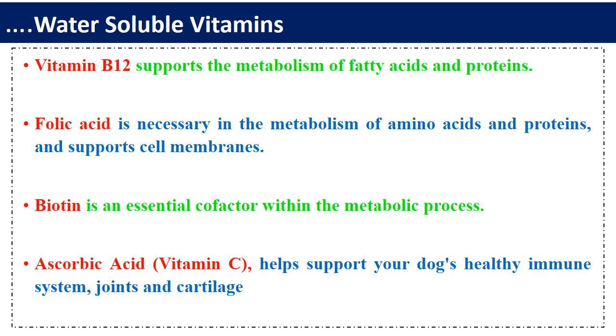The next one is folic acid, which is necessary in the metabolism of amino acids and proteins and supports the cell membranes. Then biotin is an essential cofactor within the metabolic process. And then the ascorbic acid, or vitamin C. This again helps and supports dogs' healthy immune system, joints, cartilage, and also it is an antioxidant. So the folic acid and biotin, again, are present as a good source in meat or byproducts. Of course, vitamin C is very low in foods of animal origin.